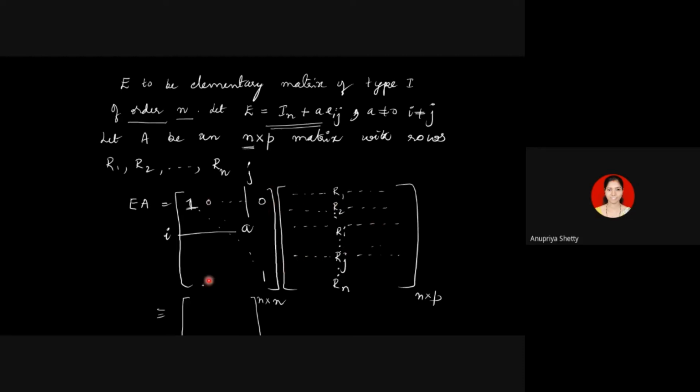First row with the first column gives you the first entry. First row with the second column gives you the second entry of the first row. First row with the third column gives you the third entry of the first row, and so on. Since I'm right now finding out only the first row of the product, I have to multiply only the first row with each of the columns. So first row multiplied with the first column.